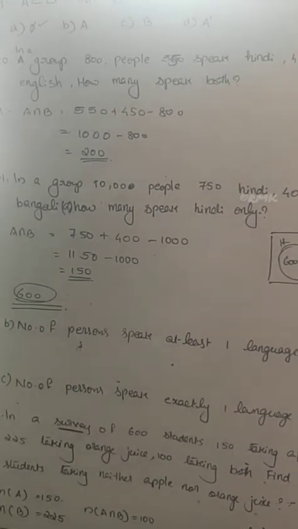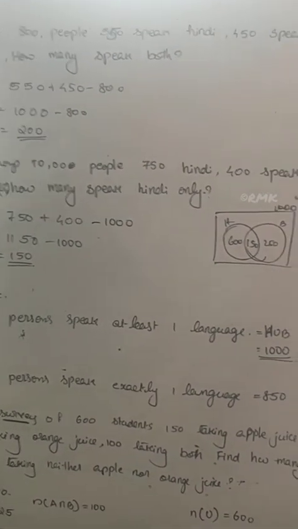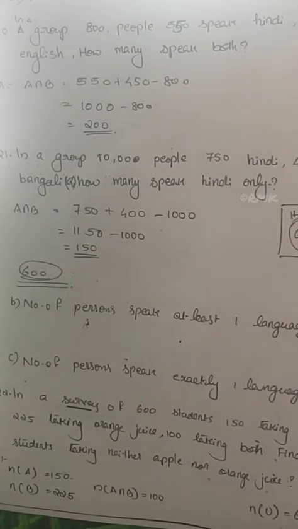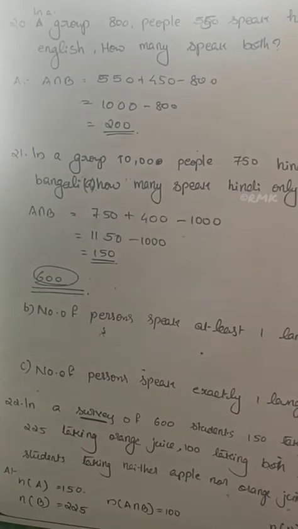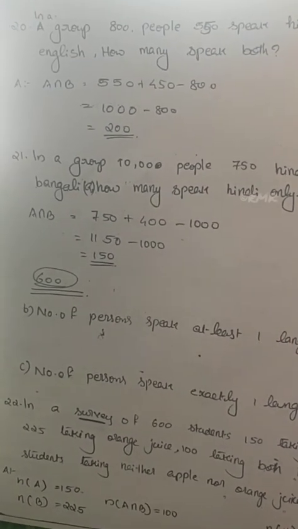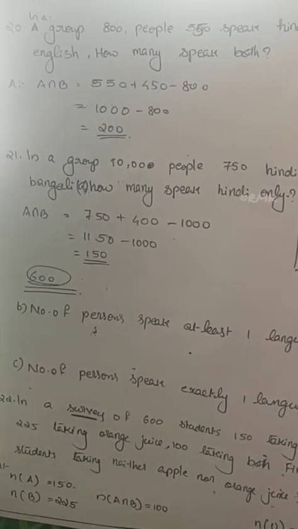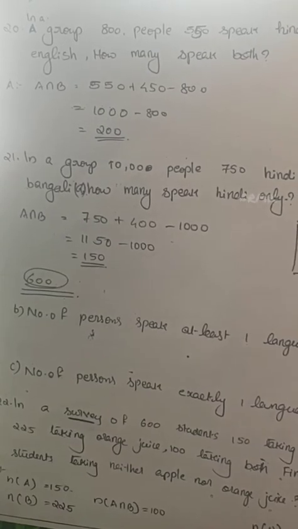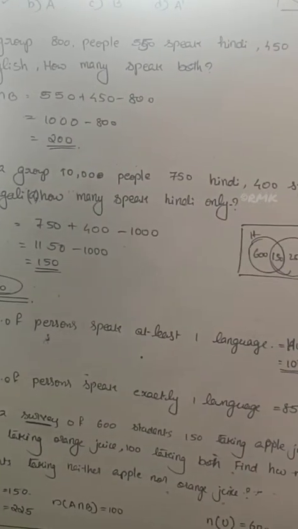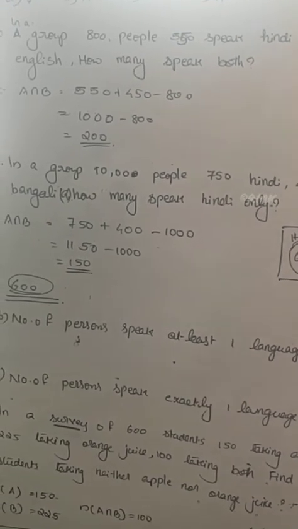In a group of 1000 people, 750 speak Hindi, 400 speak Bengali. How many speak Hindi only? First find out A intersection B. A intersection B is, as in the previous case, n of A plus n of B minus n of A union B. 750 plus 400 minus 1000. That is 150.